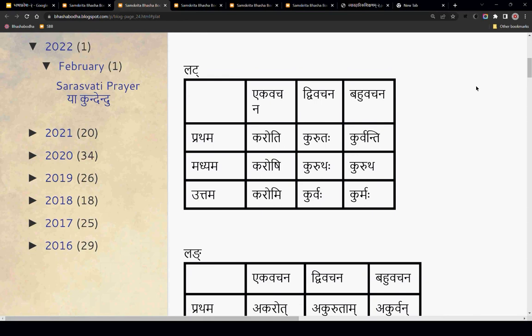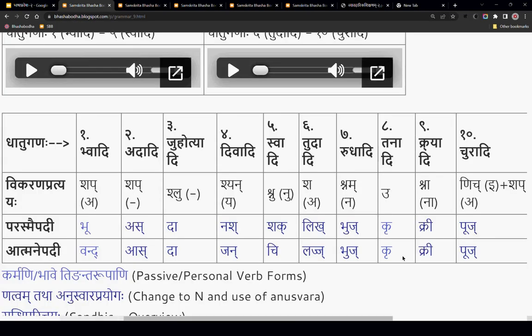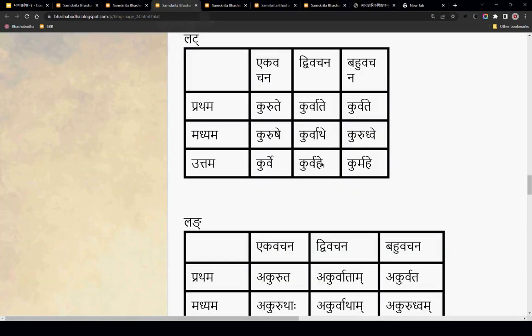Vayam karyam kurmah. Yeah, that is correct. Vayam karyam kurmah. But if you want to use the atmanepadi form of kru, kru also can take the atmanepadi.